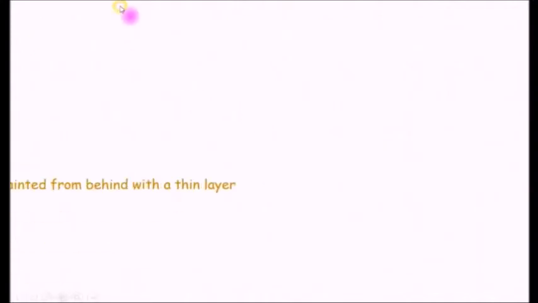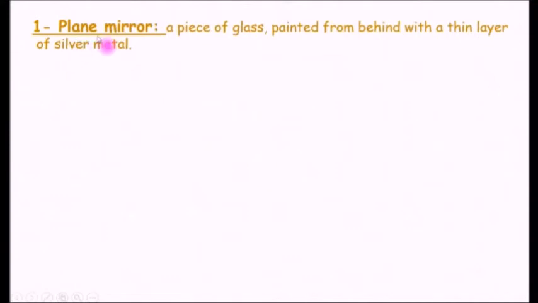And now let's talk about the first type of mirrors, which is plane mirror. What is meant by plane mirror? It's a piece of glass painted from behind with a thin layer of silver metal. It means that we bring a piece of glass and one of its sides we painted it with silver metal.